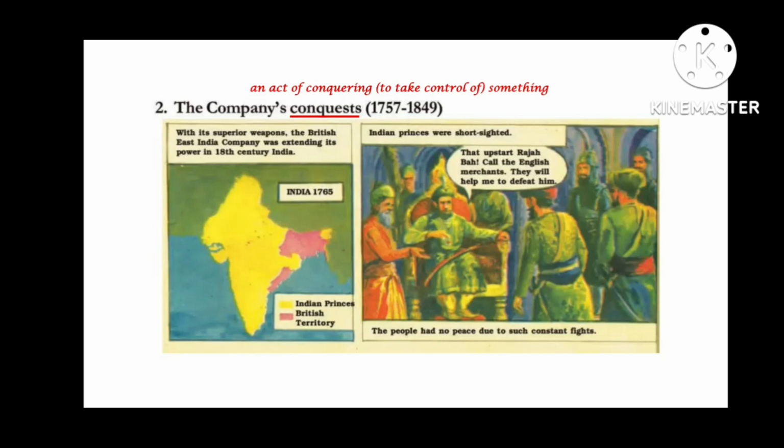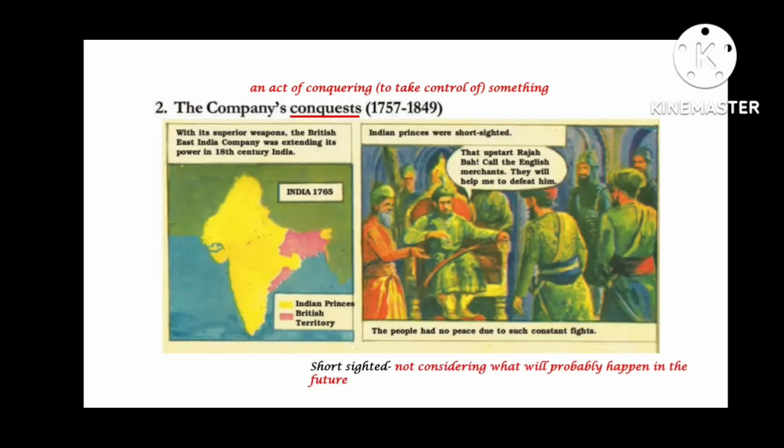With its superior weapons, the British East India Company was extending its power in 18th century India. British had superior technology. They had superior weapons like guns and tanks, while Indians were not that advanced in technology. Because of that, British East India Company extended its power in India in 18th century. It started from Bengal and gradually it started spreading all over India.